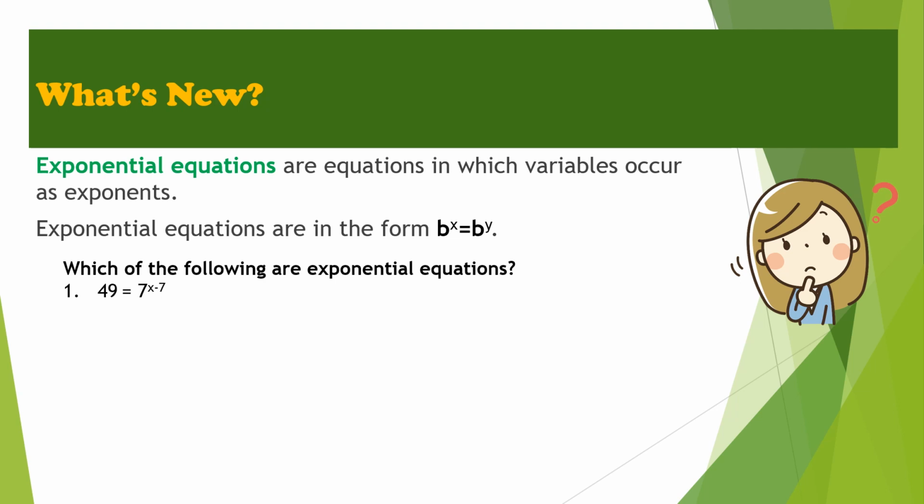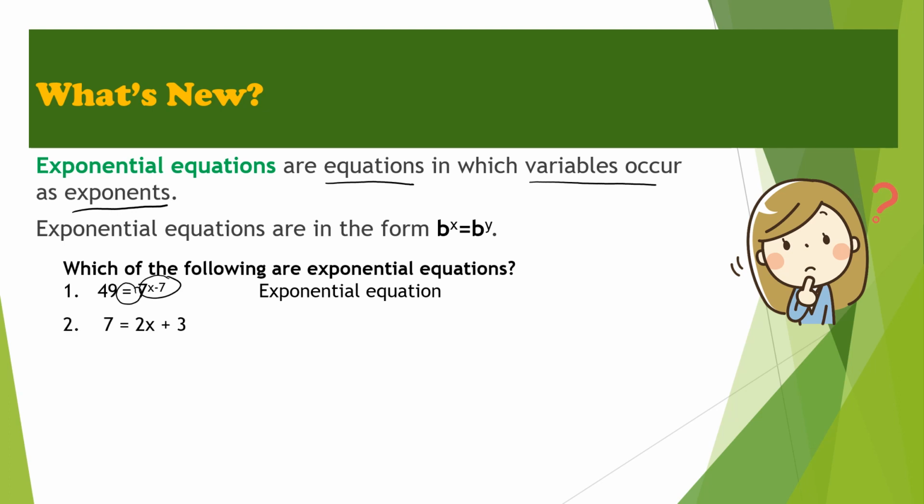We have to take note of the definition of exponential equations. These are equations in which variables occur as exponents. So let us identify if the following are exponential equations. In number 1, this one is an equation and it has variables in the exponents. So therefore, number 1 is an example of an exponential equation.